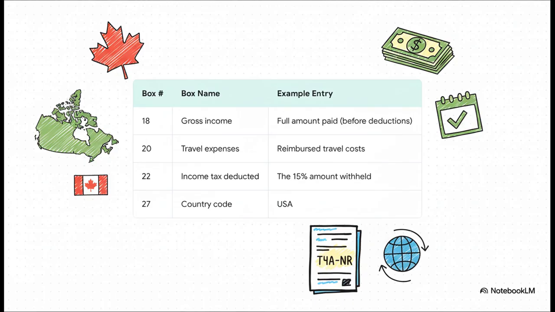Okay, box 18, gross income, that's the full amount, the total fee before you deducted anything. Box 20 is only for reimbursed travel costs. That stuff is kept separate. Then, Box 22, income tax deducted, that's where you put that mandatory 15% you held back. And finally, Box 27, you just need the 3-letter country code. So for the United States, that's USA.